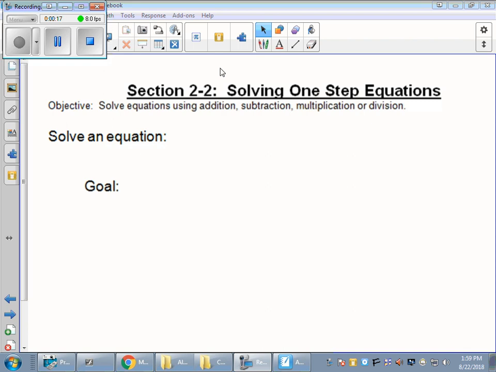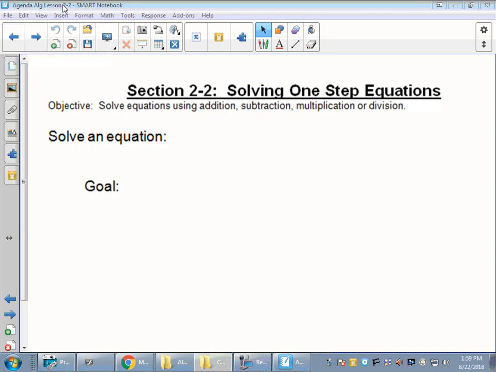Welcome back, Algebra 1, Section 2-2, solving one-step equations. And that's what we're going to do today. That's where our focus is going to be, on solving equations using addition, subtraction, multiplication, or division. So we're only doing one-step equations, so there's only going to be one step to it, not multiple. That'll be coming up soon.